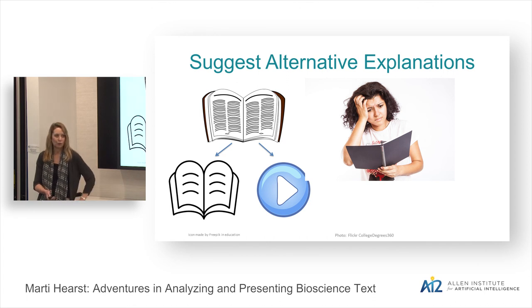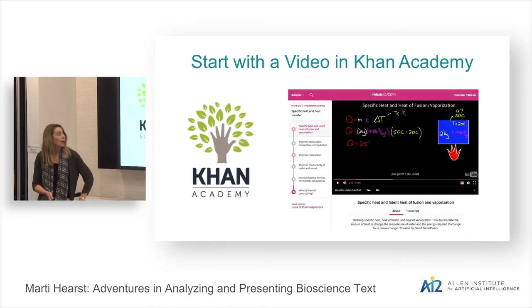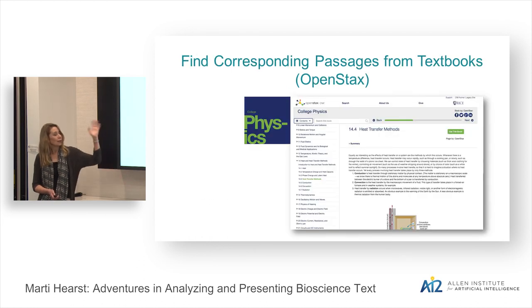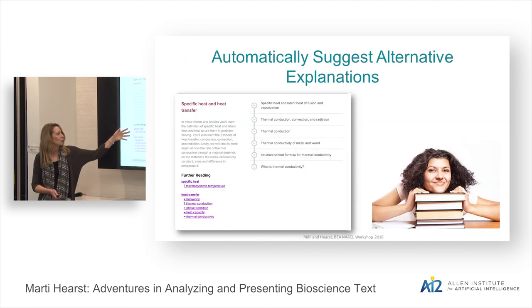And this is really important for online learning, and especially more so than classroom learning. So we did a little work where we started with a video in Khan Academy and its structure, and then we linked it to corresponding passages from textbooks in OpenStax, and we were able to find the parts of one that corresponded to the other using just standard IR techniques. It works pretty well, actually, and we got a happy student.